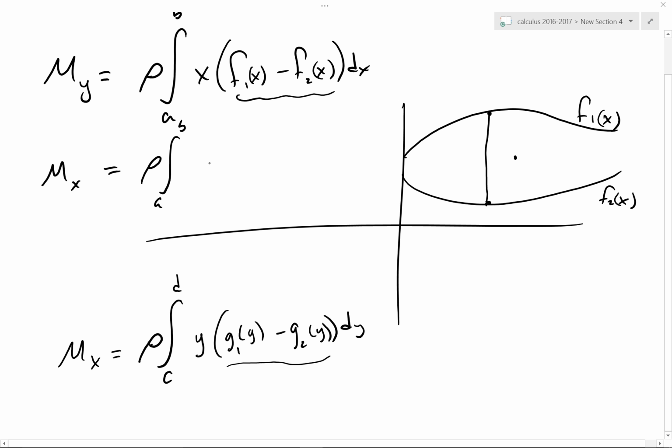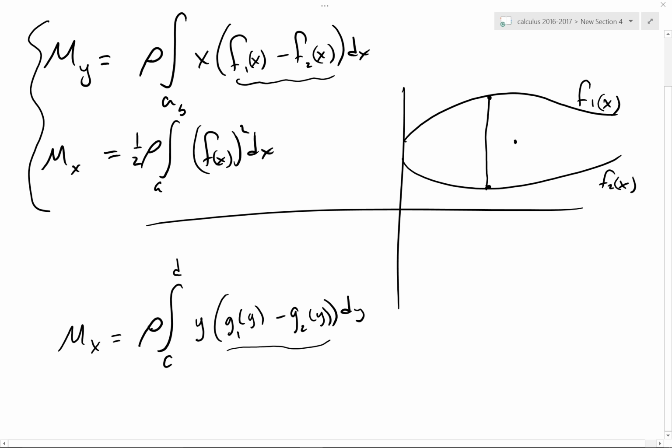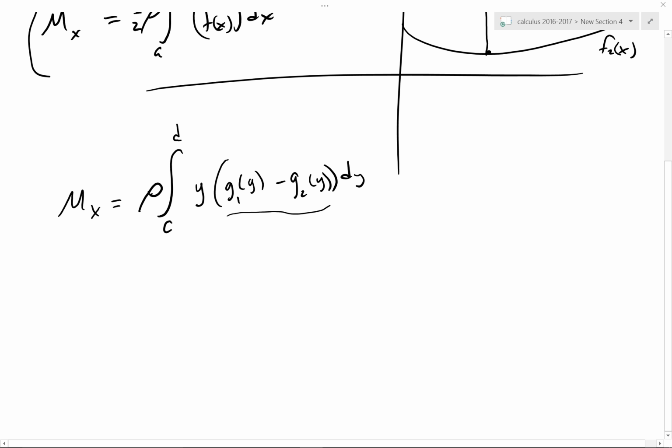Is it 1/2? I always forget that. It's 1/2. Sorry, it's 1/2. And it's f of x. These two go together if you have functions of x. These go together if you have functions of y. Did I screw something up?